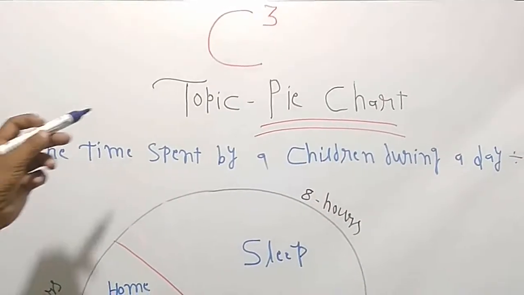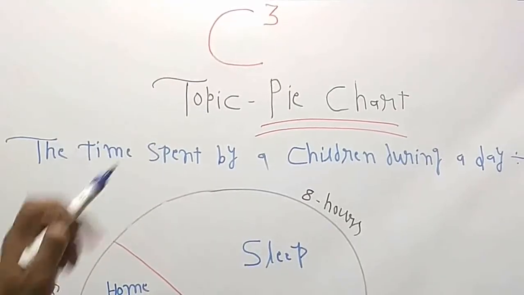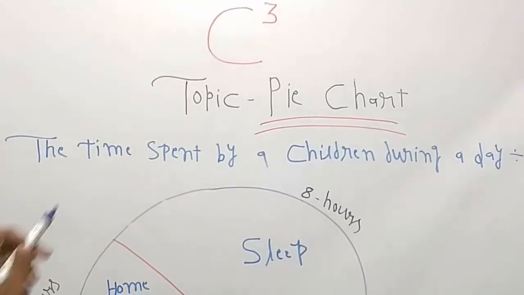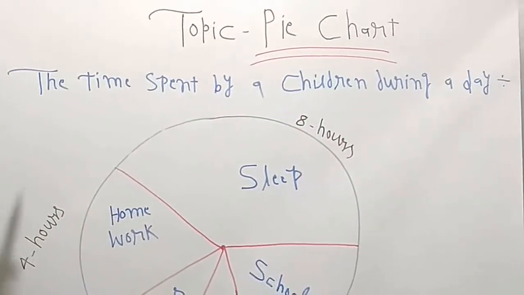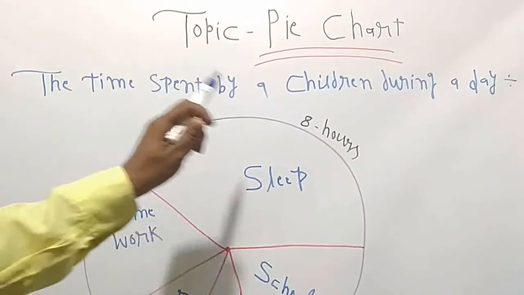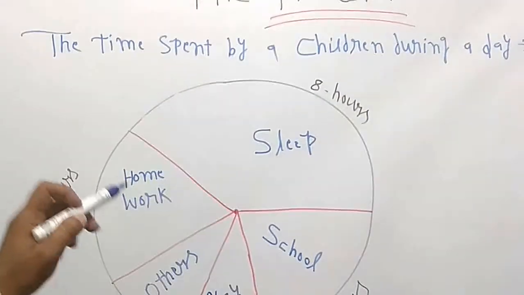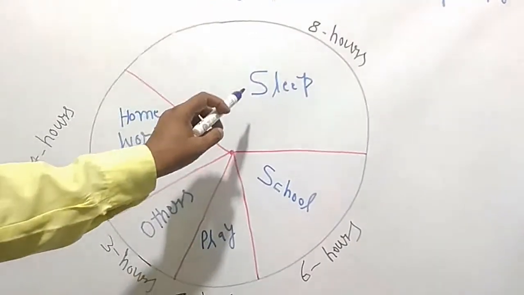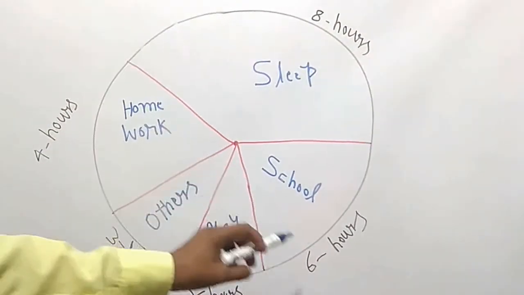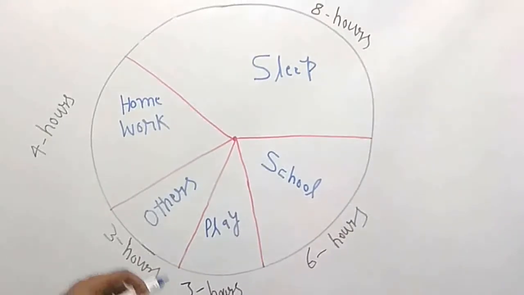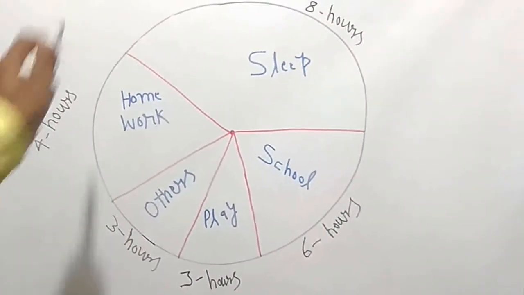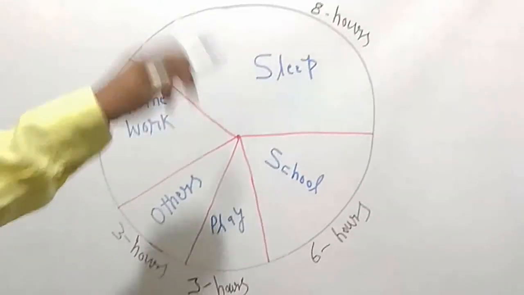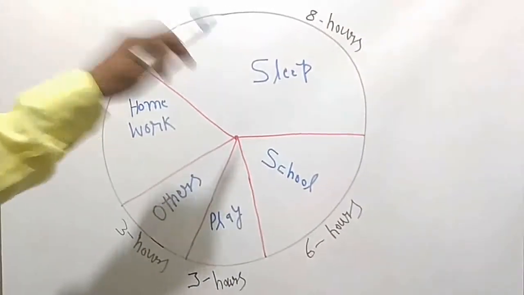In today's video we are going to explain the topic pie chart. This pie chart is explained by this circle. This circle is representing a day. The time spent by a child during a day: sleeping 8 hours, schooling 6 hours, playing 3 hours, homework 4 hours and other activities 3 hours. So the whole day is divided into this many sectors.